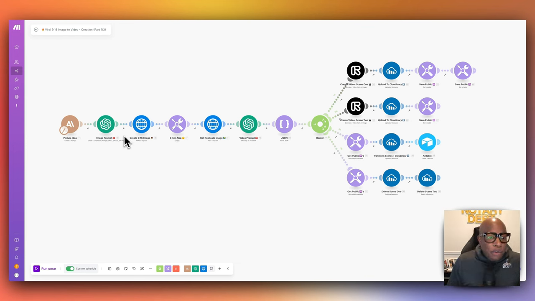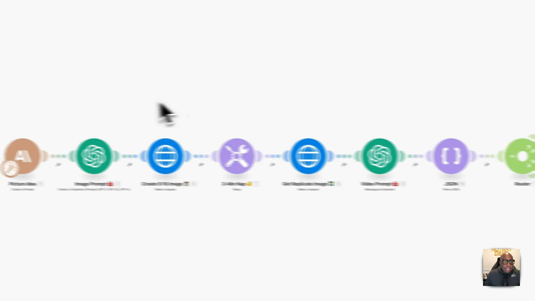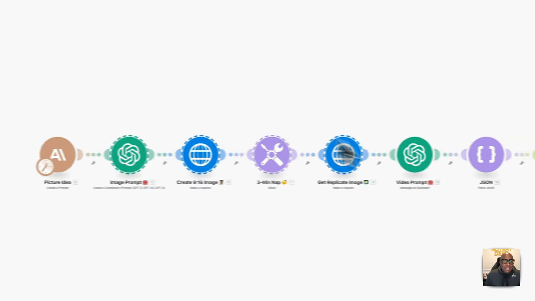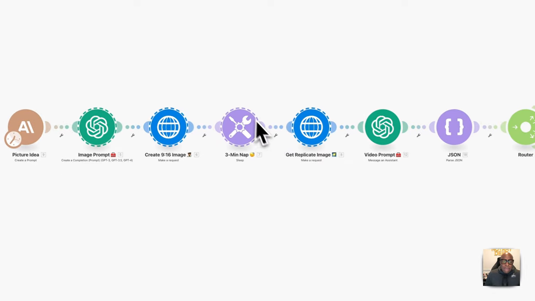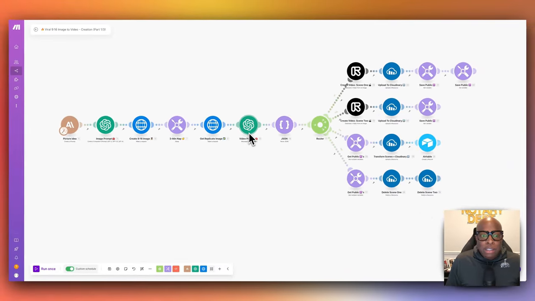So these next four steps is where the image is being produced using Flux AI. Next is we come up with a video prompt. The video prompt is going to look at the image that was created and look at the picture idea and then come up with a prompt. So that way we can come up with a video.